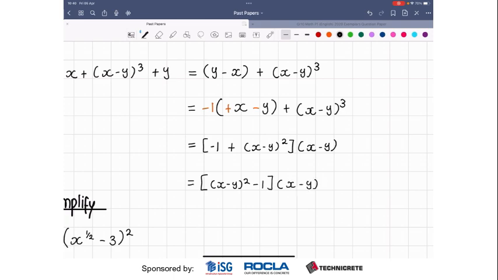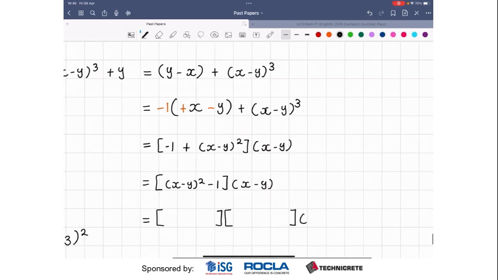And now I can see that I'm not yet done factorizing, because in this bracket here, my first term is a perfect square, my second term is a perfect square, and they're separated by a negative sign, which means that I can do the difference of two squares again. So for the difference of two squares, I'm going to have this one bracket becoming 2 brackets. And this bracket stays the same.